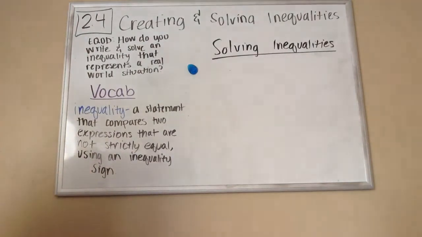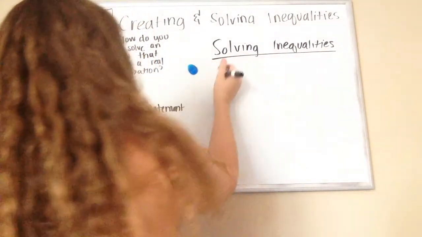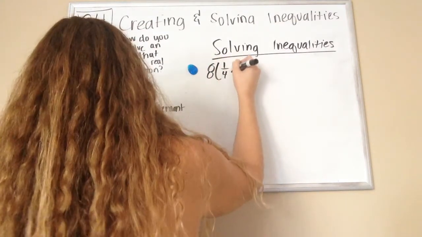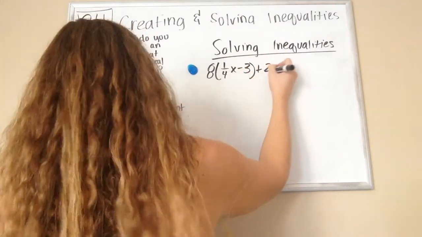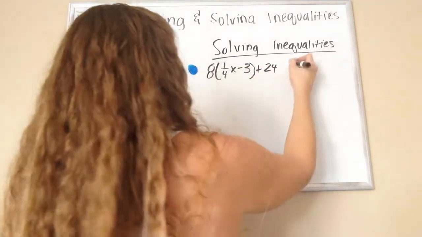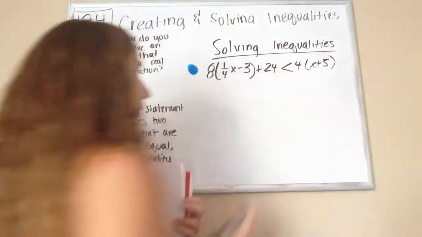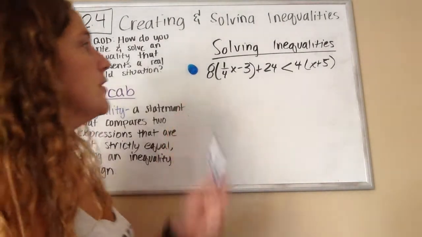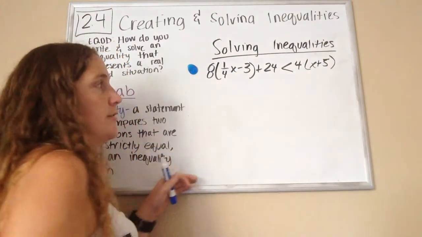It's going to be pretty complex. We're going to have variables on both sides. We have 8 times (1/4 x minus 3) plus 24 is less than 4 times (x plus 5). So a lot of things going on, a lot of complex numbers, so let's see what we can do. First thing I notice is this looks like some sort of distributive property things, but there's two of them.